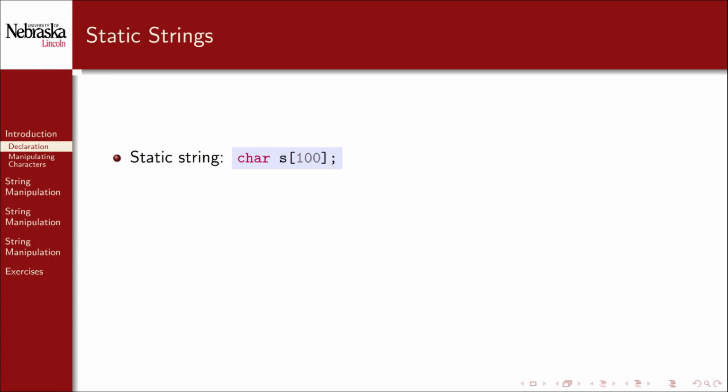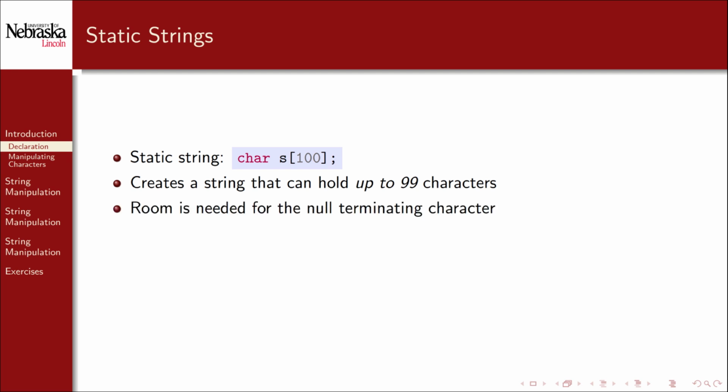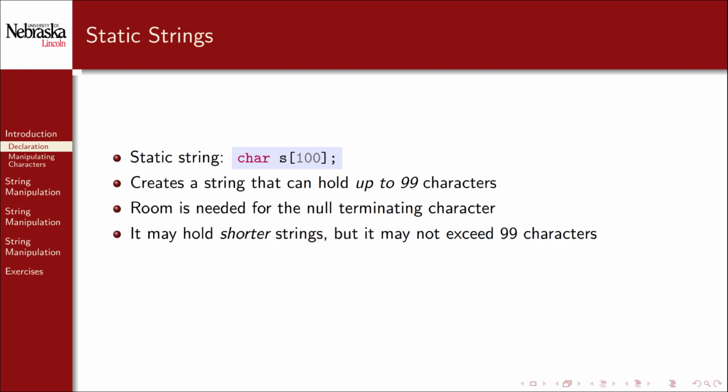First, let's look at static string declarations. This syntax should be familiar from when we covered arrays. The declaration creates a string that can hold up to 99 characters. Only 99 because room is needed for the null terminating character at the end. This character array can hold shorter strings, but it cannot hold strings that are more than 99 characters.